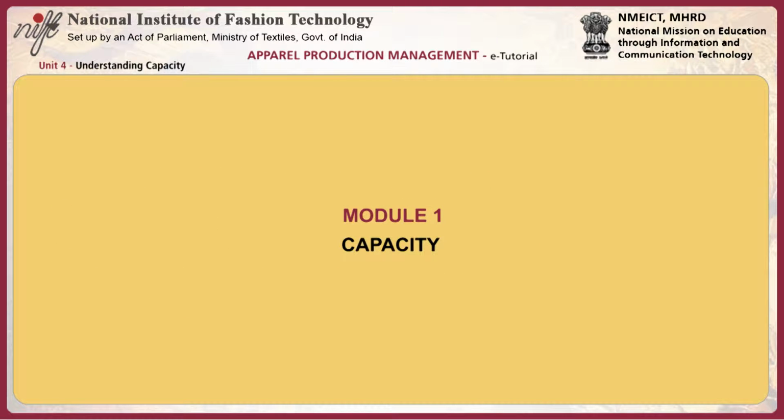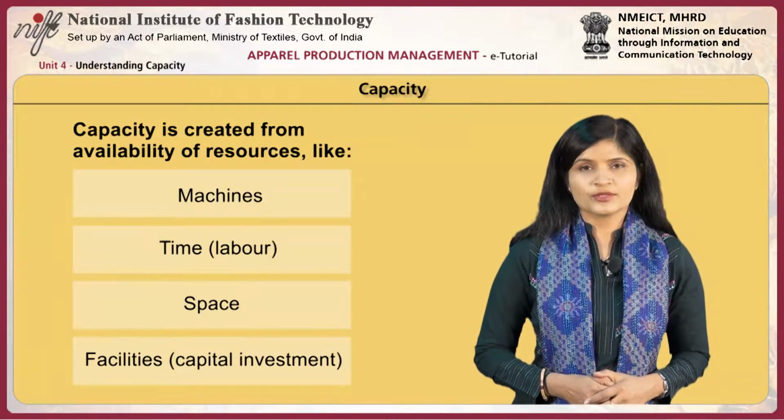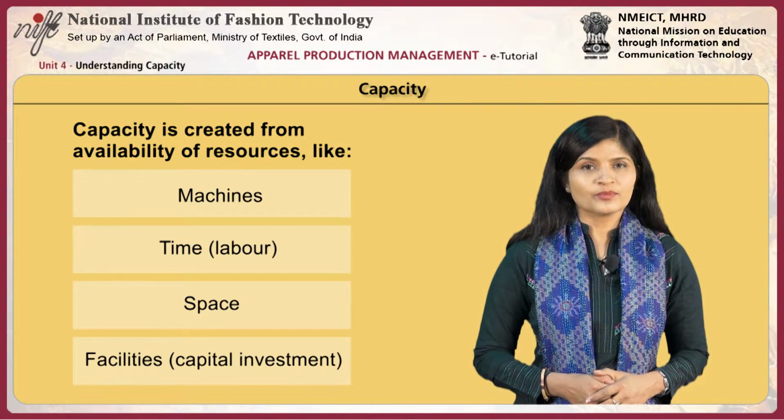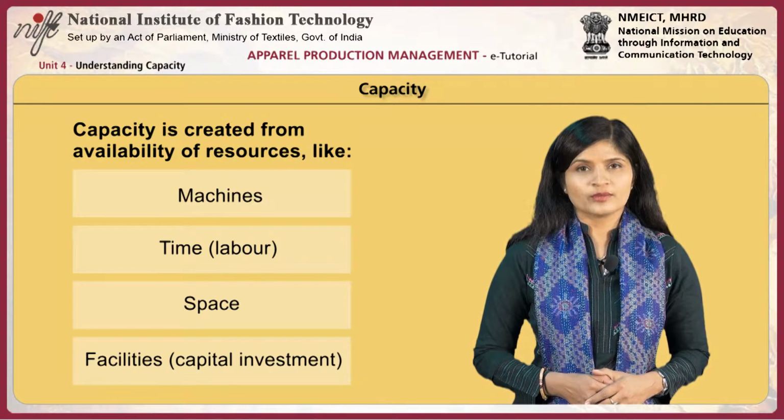The first module defines capacity and focuses on the significance of capacity calculation. Capacity refers to the productive capability potential of a plant, machine or work center in a given period of time. Capacity is created from availability of resources like machine, time, space, facilities, etc.